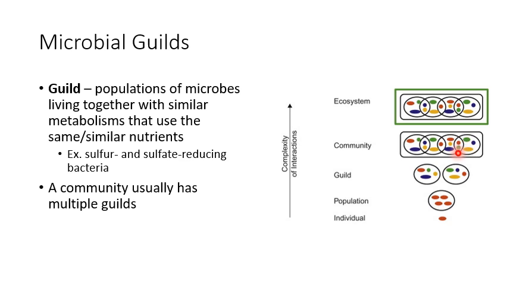Sometimes you can have one microbe that participates in multiple guilds. For instance, a phototroph like cyanobacteria is going to be in the phototroph guild, but cyanobacteria also fix nitrogen, so it would be in the nitrogen fixing guild as well. And then in the ecosystem, you just add in their physical environment as well.